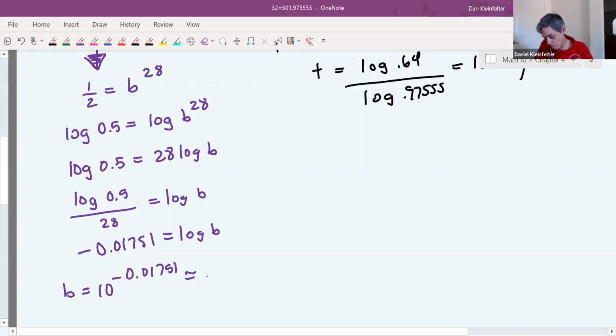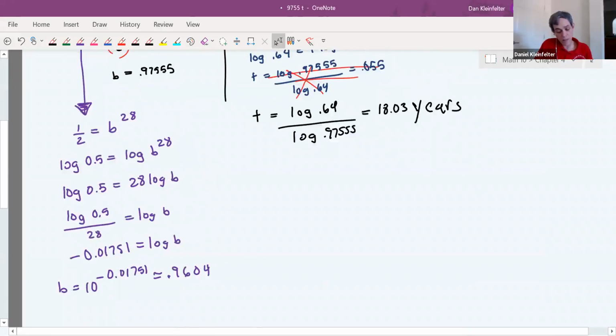Okay, and here I'm getting 0.9604. And that is because I rounded so much in here. So the b that we calculated before was not 0.97555. Because I rounded in here twice, it ended up off by a little bit. But that's the procedure that you could follow rather than taking the 28th root.